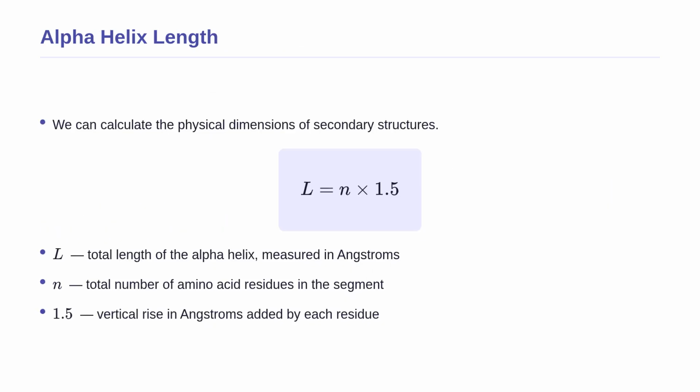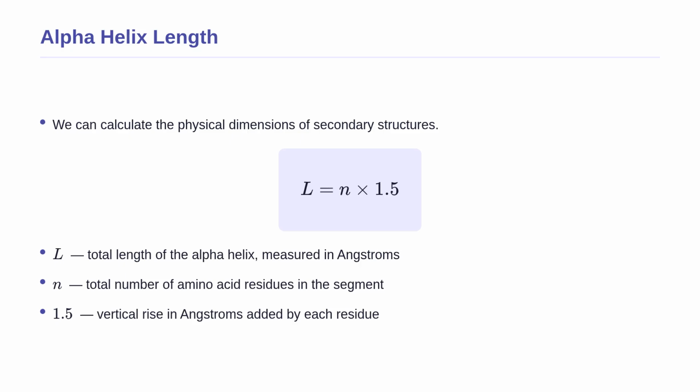Now that we understand what these structures look like, let us look at how we can measure them. While protein folding is a highly complex thermodynamic process, we can use simple mathematical formulas to understand the physical dimensions of these structures. For instance, in a secondary structure like an alpha helix, we can calculate its physical length. The formula is L equals n times 1.5.